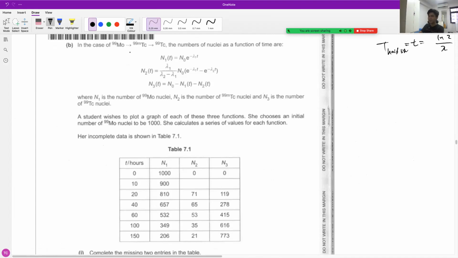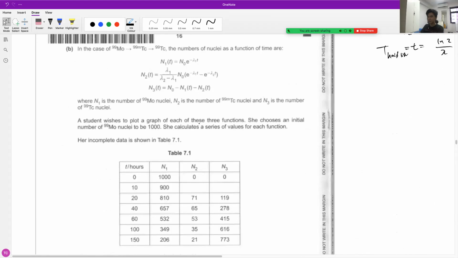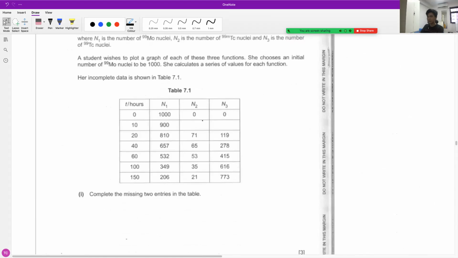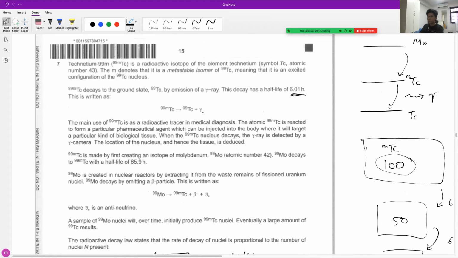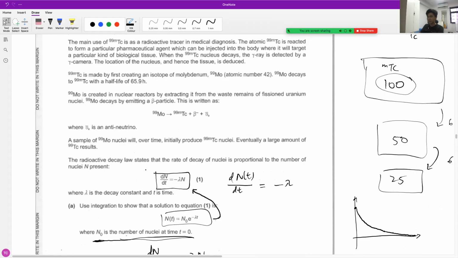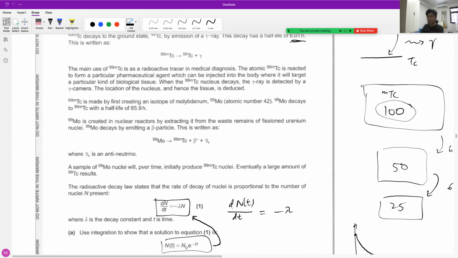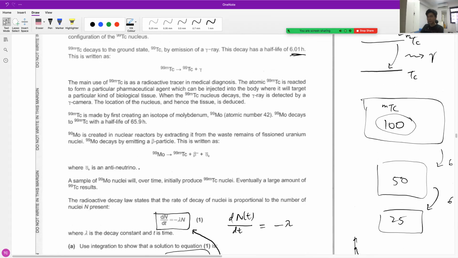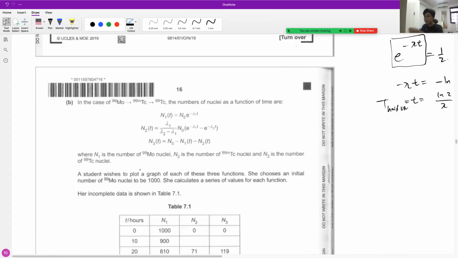So lambda 1 is referring to, somewhere in the question, they say that lambda 1, so they do mention it somewhere. Let me just find it. Okay, actually they didn't.